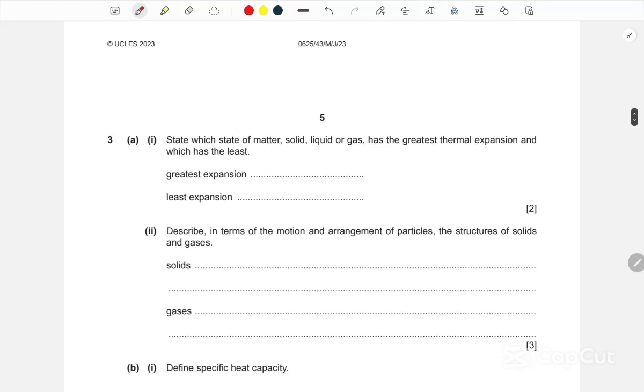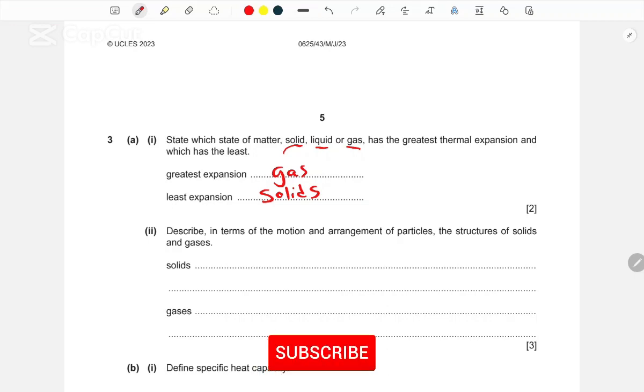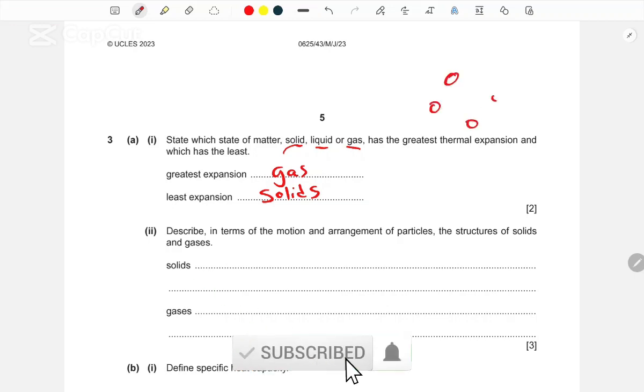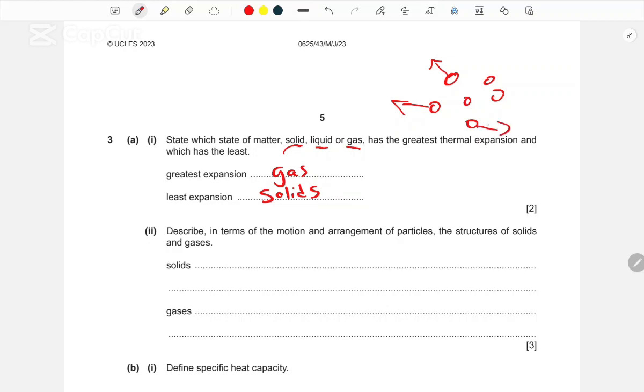Question 3. State which state of matter, solid, liquid, or gas, has the greatest thermal expansion and which has the least. So the greatest expansion is gas and the least expansion is solids. So we know that in gas the particles are far apart from each other and there's weak intermolecular forces. So they could easily move away from each other when a small amount of heat is applied.